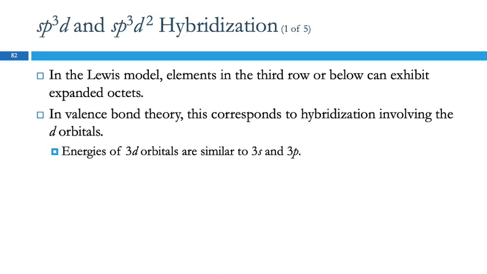Well, we learned in the Lewis model that elements in period 3 and larger can expand their octets. And so in valence bond theory, this corresponds to hybridization involving the d orbitals. The energies of the 3d orbitals are similar to the 3s and the 3p. They're a little higher, but not a lot.